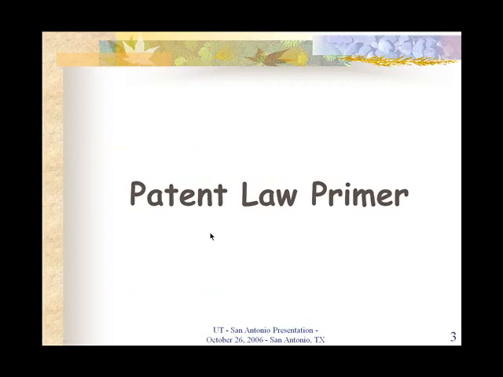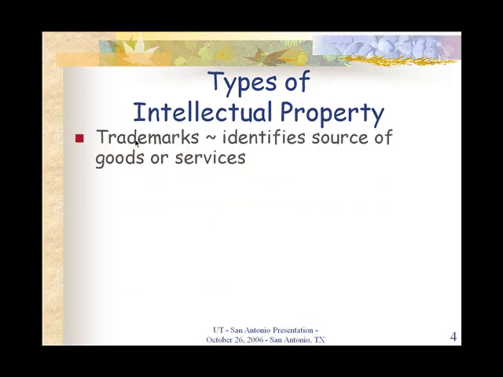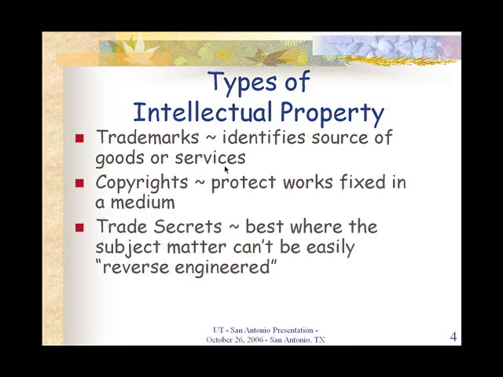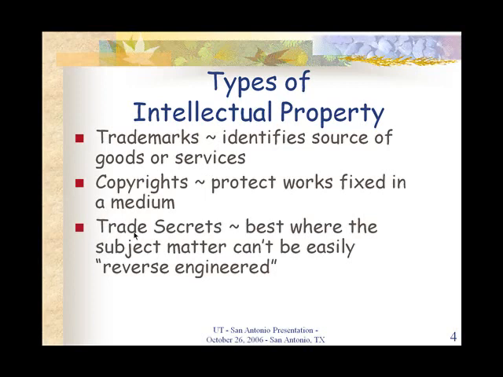So as a patent law primer, we think of the types of intellectual property. There are trademarks, and what the trademark will do is identify the source of goods or services. Copyrights protect works fixed in a medium. And these are basic definitions. You can see more detailed definitions at the U.S. Patent and Trademark Office.